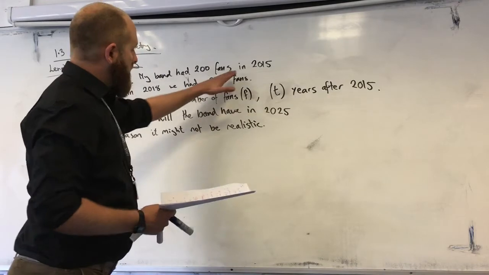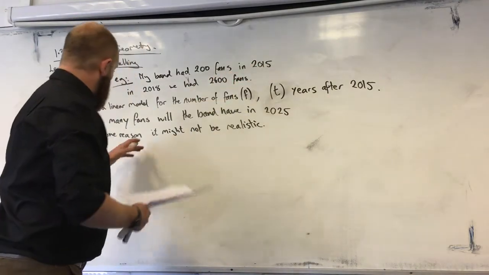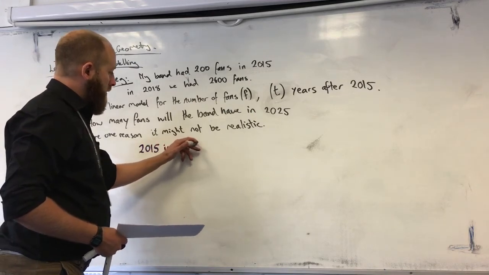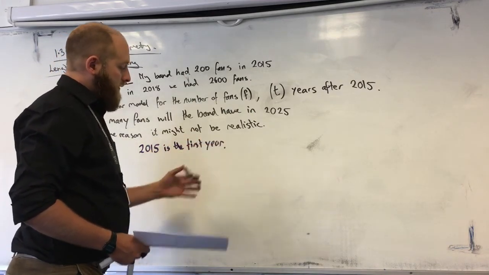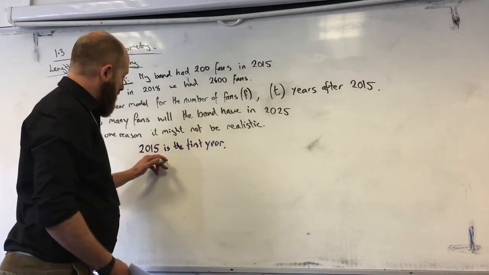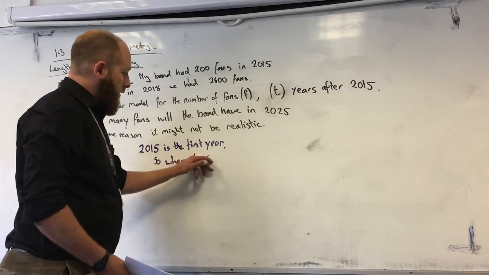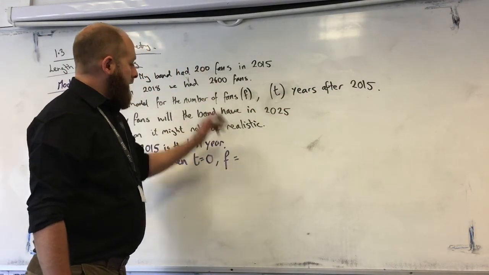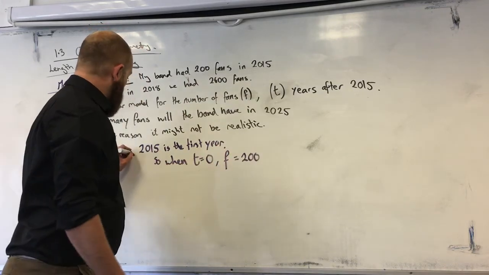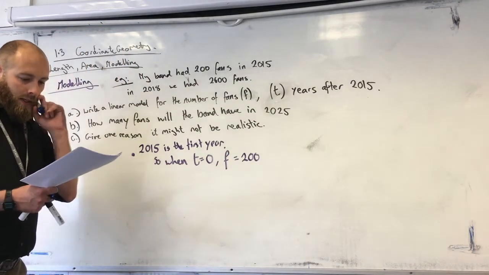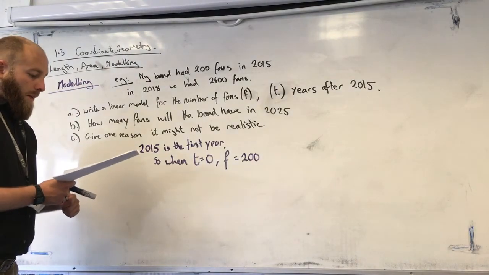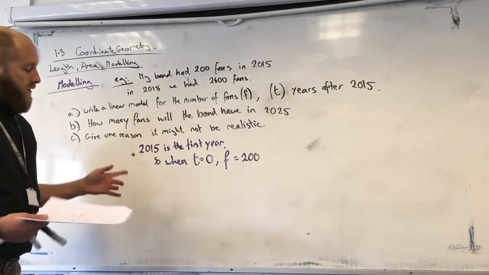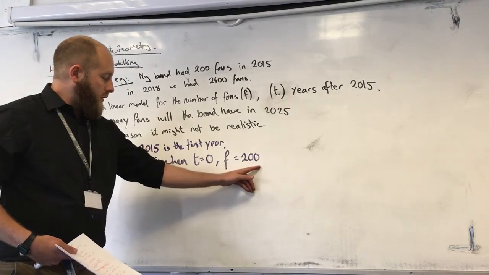So first up, the first year is 2015. So 2015 is the first year, therefore when t equals 0, because it's 0 years after 2015, f, the number of fans, is 200. That's the first thing I've taken from the text. Basically we can use this as a coordinate. So we can say when t is 0, f is 200.